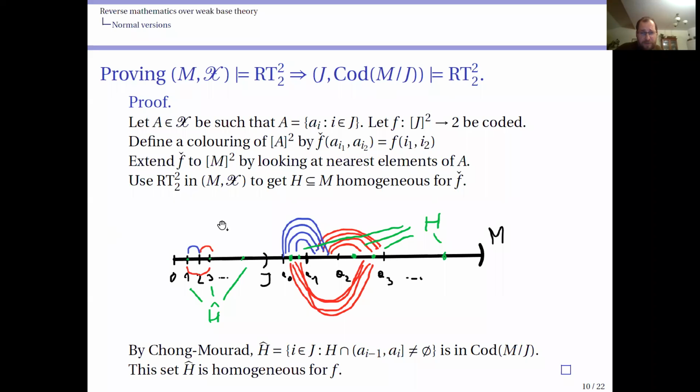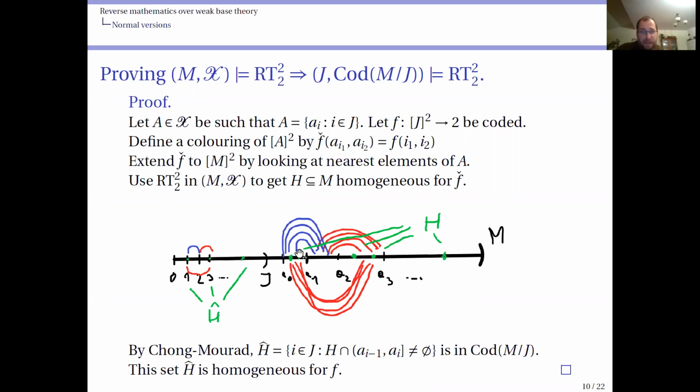So if we've got Ramsey in the big model M, then we get a homogeneous set for this coloring on the large model. Let's call that set H.